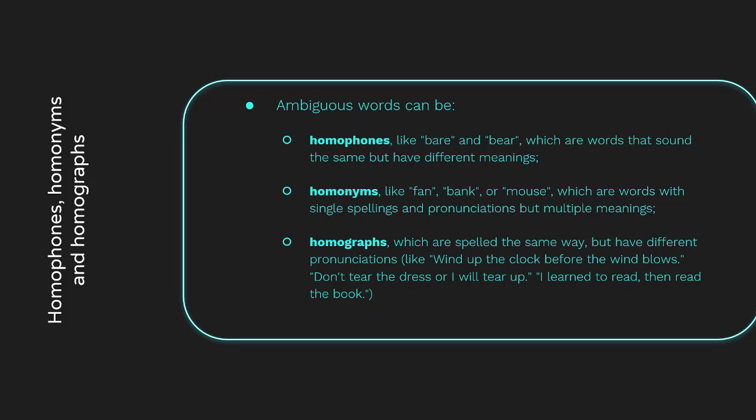And homographs. These are spelt the same way, but have different pronunciations. So words like wind and wind, tear and tear, read and read are good examples of these. These often appear in sentences where we might have to do a double take and read them twice to understand which one's being referred to.